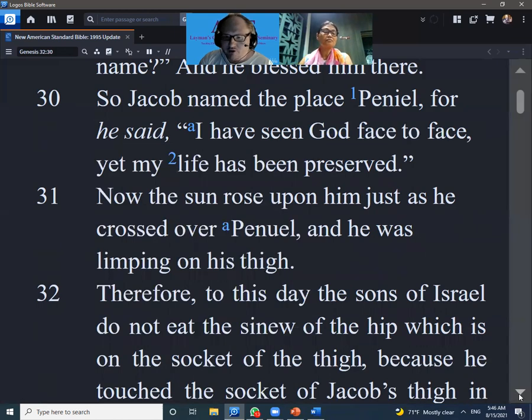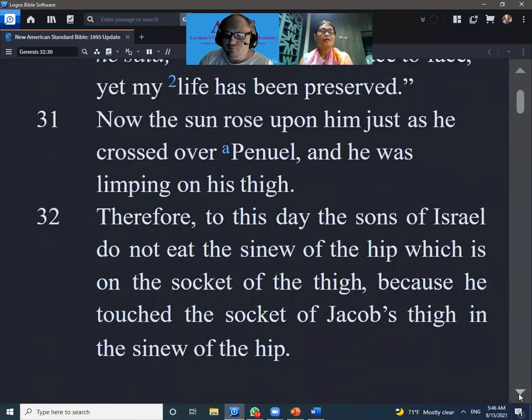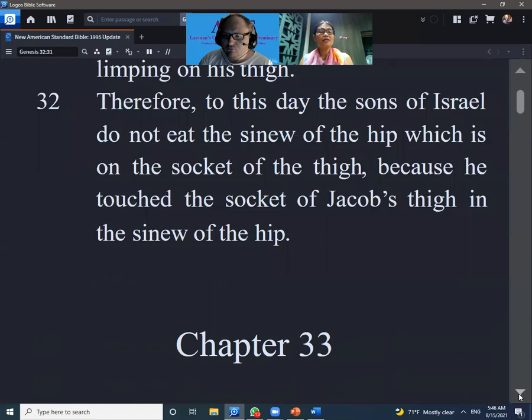Okay, 31. Now the sun rose upon him just as he crossed over Penuel, and he was limping on his thigh. Therefore, to this day the sons of Israel do not eat the sinew of the hip which is on the socket of the thigh, because he touched the socket of Jacob's thigh.